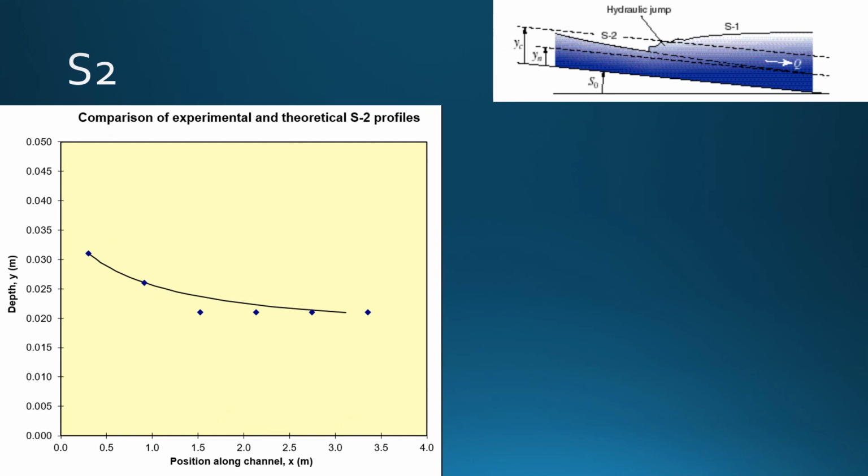S2 is a little bit more interesting. We see that the depth actually decreases and then levels out. This makes sense. When we look at the upstream gate, we open it up and a lot of water will flow through. And when this happens, it begins to level out as it flows along the x-axis. And so that's why what we see inside of our experiment does line up with the theoretical.